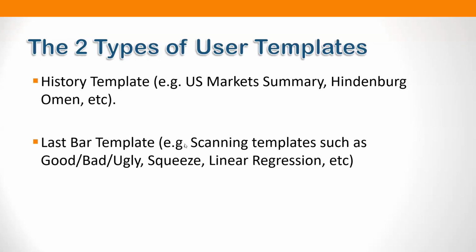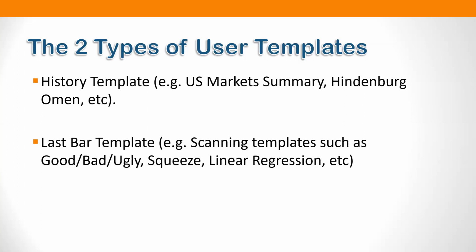Now, I did mention the two types of user templates, and those two types of templates are the history template. Examples of the history templates in the system are US market summary, Hindenburg Omen, that kind of thing. I'll show an example of what they are, but it's basically you get dates on the row. The rows will have dates going down, and then information will be in the various columns. And that was the very first type of template that was ever in the system.